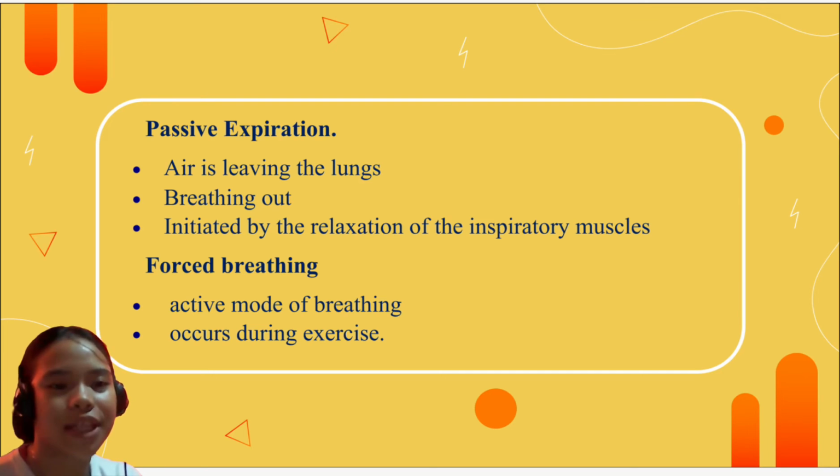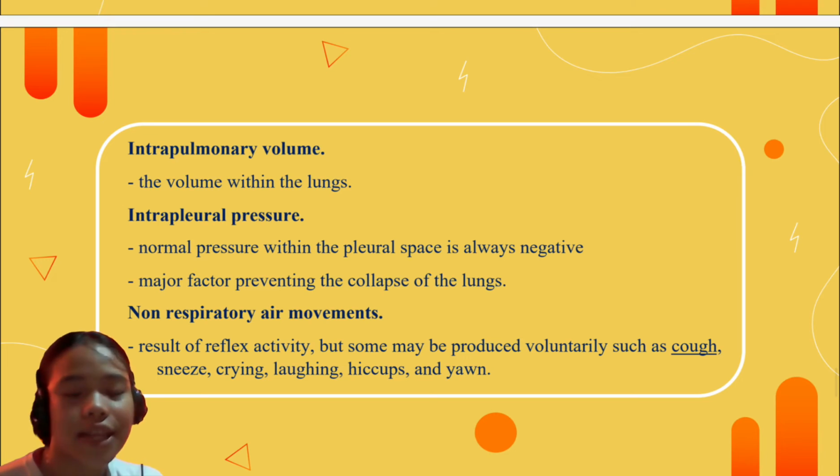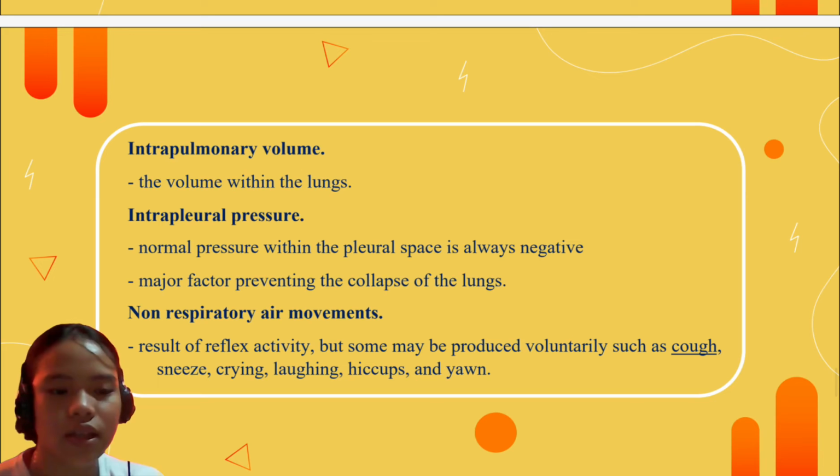So forced breathing is an active mode of breathing in which it utilizes additional muscles to rapidly expand and contract the thoracic cavity volume. It also occurs during exercise. Next, we have the intrapulmonary volume. It is the volume within the lungs. So, intrapleural pressure is the normal pressure within the pleural space. It is always negative. It is also the major factor in preventing the collapse of the lungs.